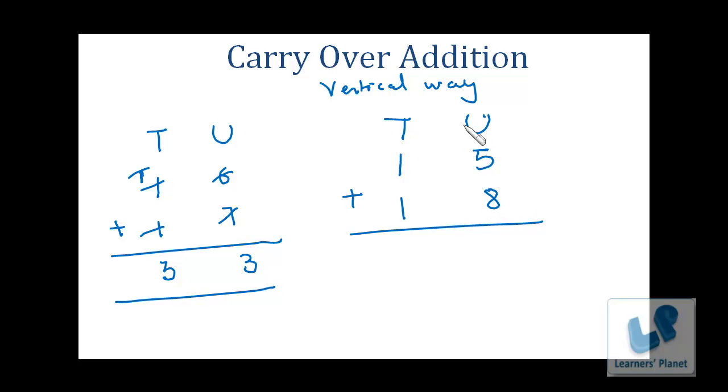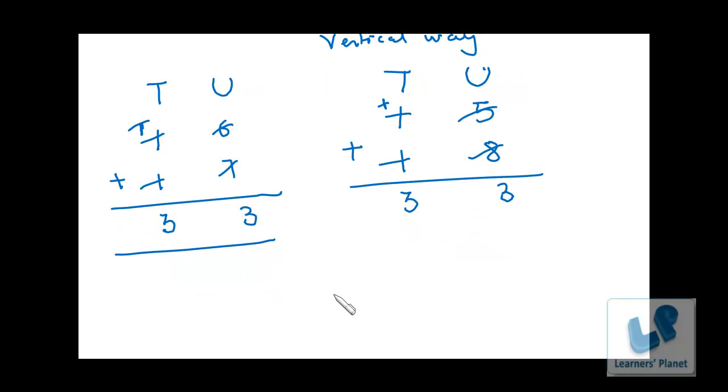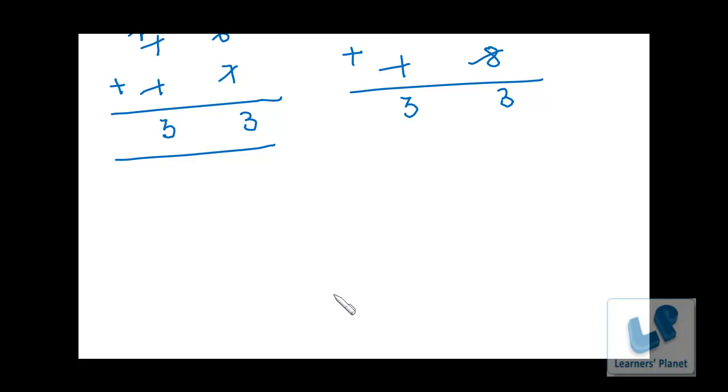Okay. Now first we'll again add the units. So 8 plus 5, that is equal to 13. 3 over here, 1 over here. Now we'll add the tens. 1, 2 and 3. So that's again 33. This is such a coincidence, okay? These both are coming as 33. So we'll take a few more examples here.